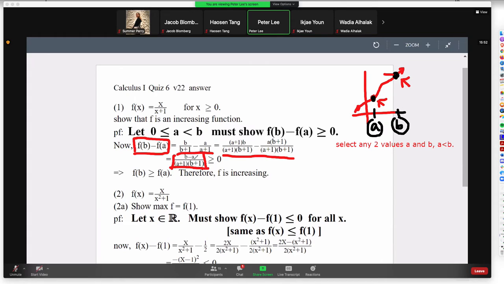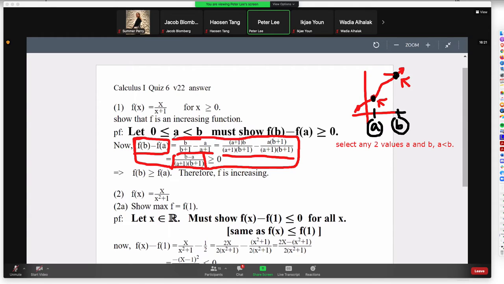Because b minus a is positive, because it says here b is bigger than a. So b minus a is positive. And then what? a plus 1 is positive. Why is that? Because a is greater than 0, so a plus 1 is greater or equal to 1. That's positive. And b plus 1 is greater than 1, so that's positive. So the whole thing is now bigger than 0. Therefore, this is it. If you have this part of the argument right here, then you would get full credit.